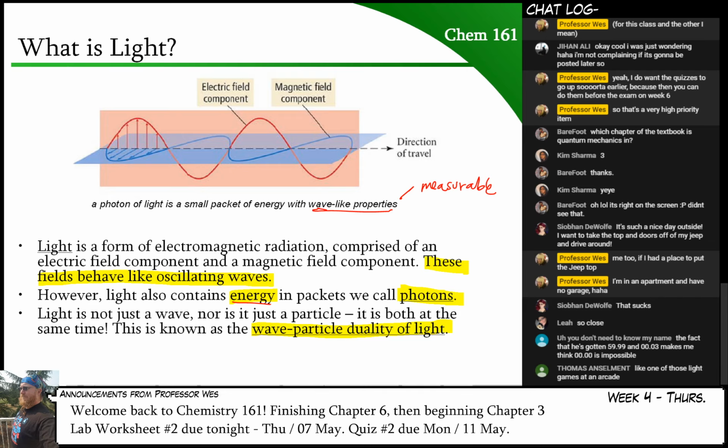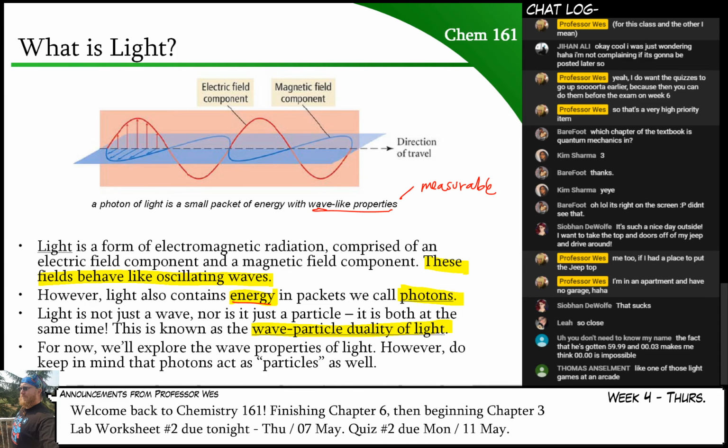But we're going to talk a little bit about light, and then we're going to talk a little bit about how waves work, and then a little bit about how particles work, and then hopefully from there we'll be able to build a picture. So let's do that. We're going to start with waves.